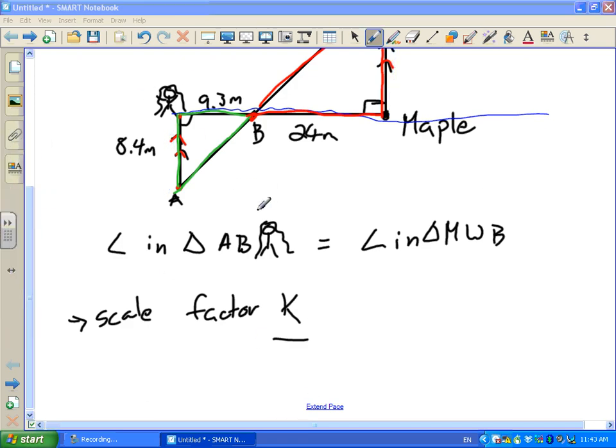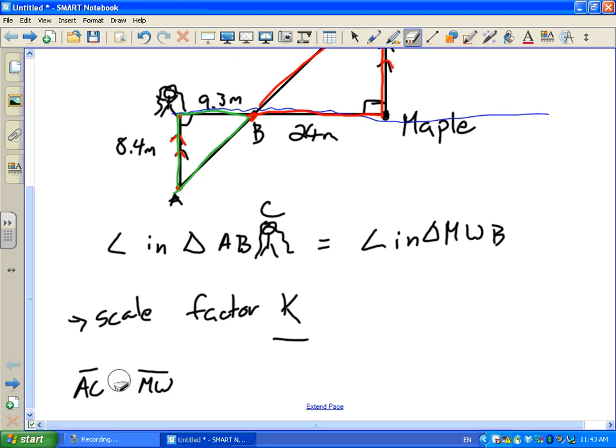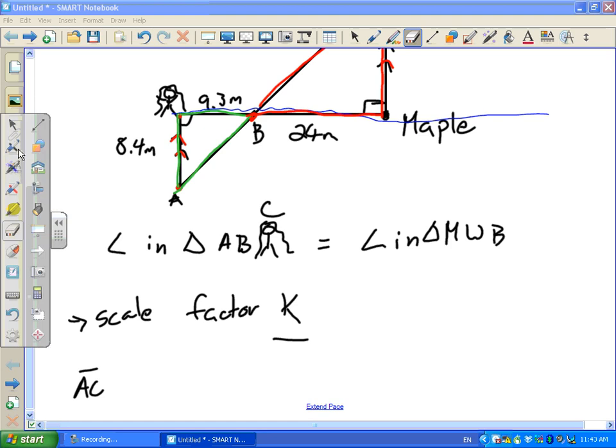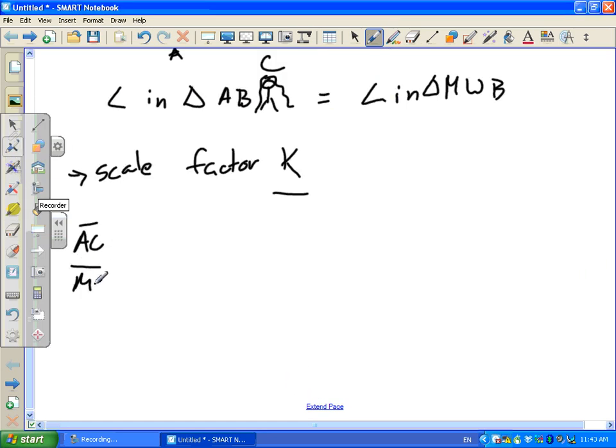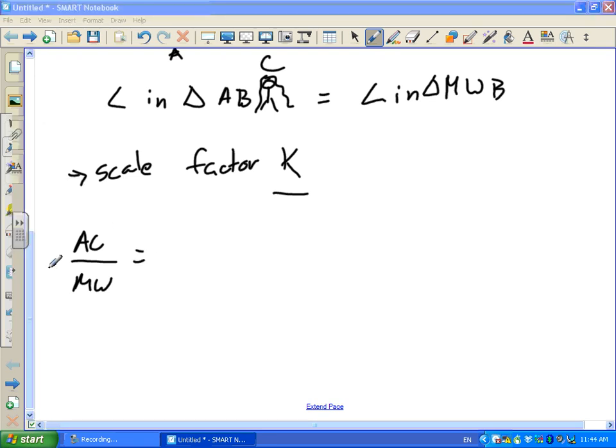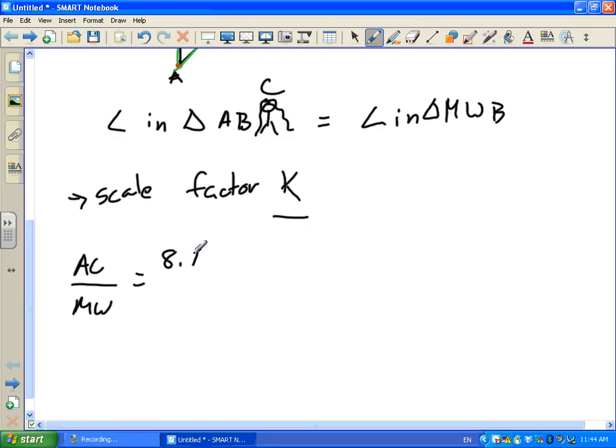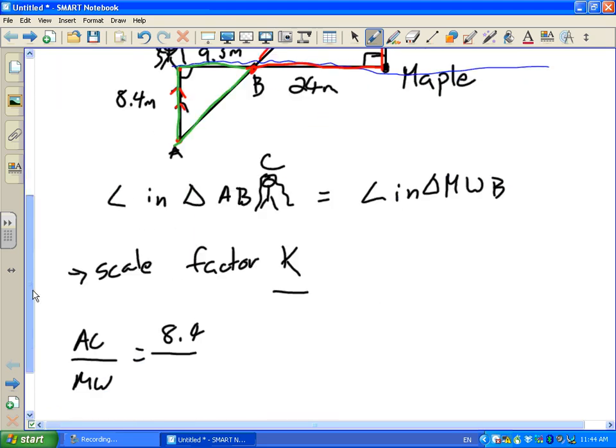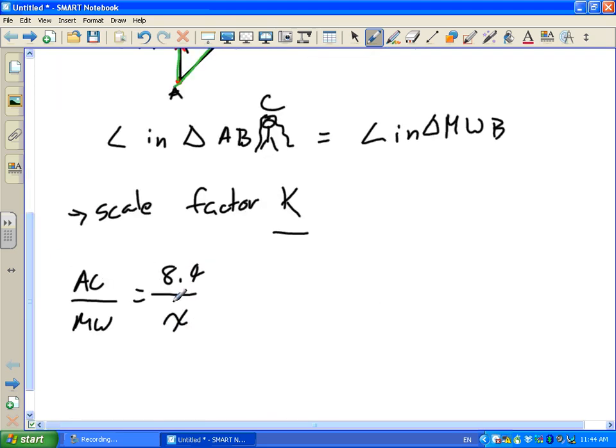We're going to name the girl, we're going to call her C, so it's a little easier. So we have angle C, line AC over line MW. Sorry, not equal. Those are going to be our scale factors. I don't know why I wrote equal. So we're going to divide, and I'll get rid of the lines on the top. We just know that there's 2 points. So we know that AC is a distance of 8.4, and MW, well, that's our X. That's what we're trying to find. So that's one side of the triangle. So we're going to call that side 1.